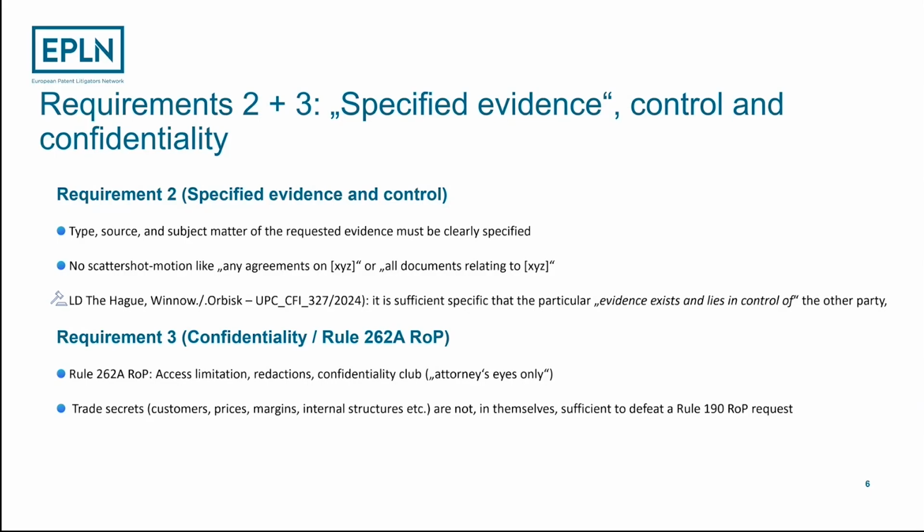The third requirement concerns confidentiality. Rule 262A provides the court, as you might know, with a range of tools, including redactions, confidentiality clubs, and so on, to protect sensitive business information. Why is this to mention? This is to mention because a trade secret argument doesn't help you if you are on the opposing side, but I will come back to this in a few seconds.